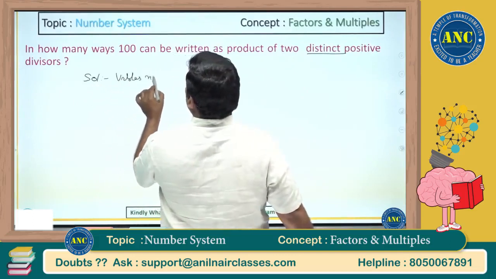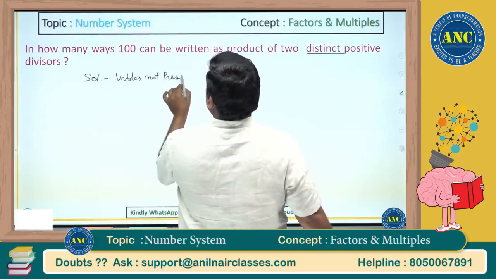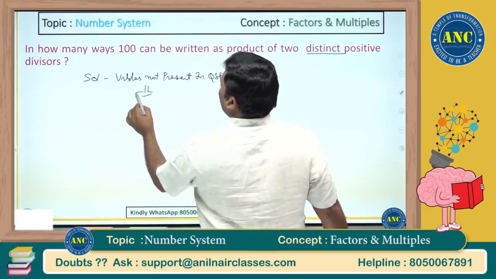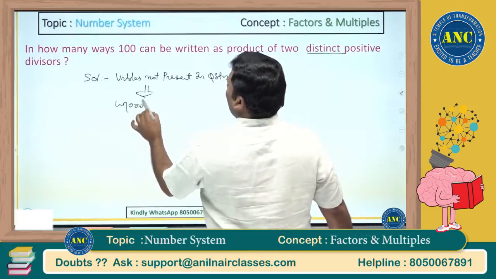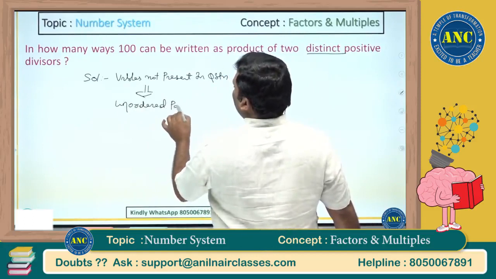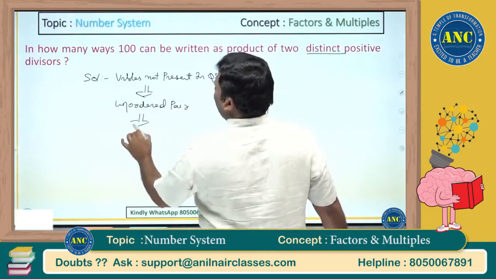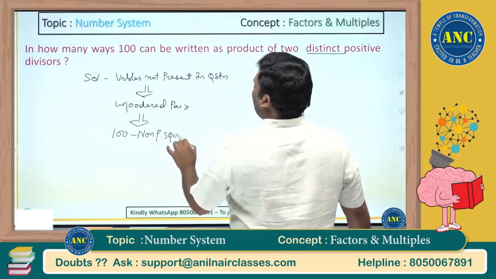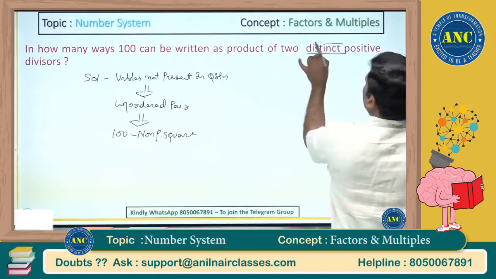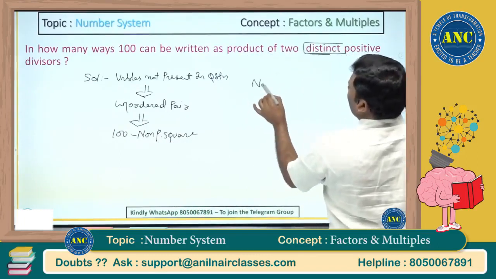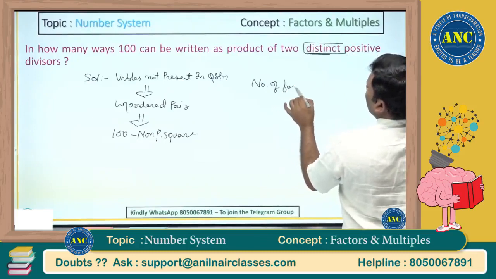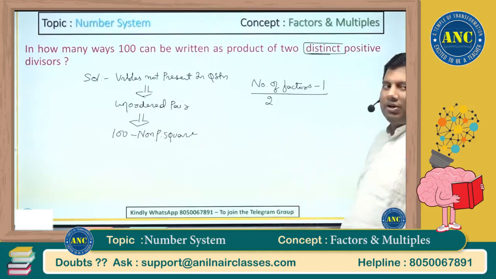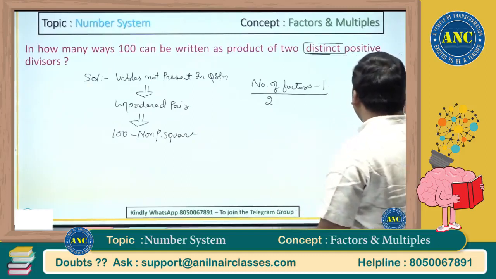The first thing: variables are not present in the question. If variables are not present in the question, then it is an unordered pair. In an unordered pair, we have to check whether the number is a perfect square or not. 100 is a perfect square. Distinct is there. If the word distinct is there, the answer will be (number of factors minus 1) whole divided by 2.